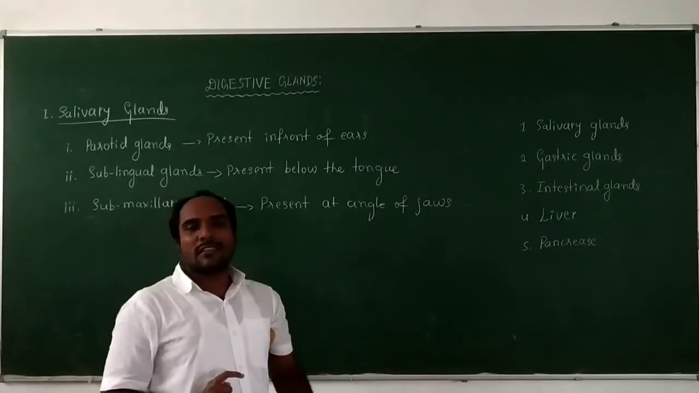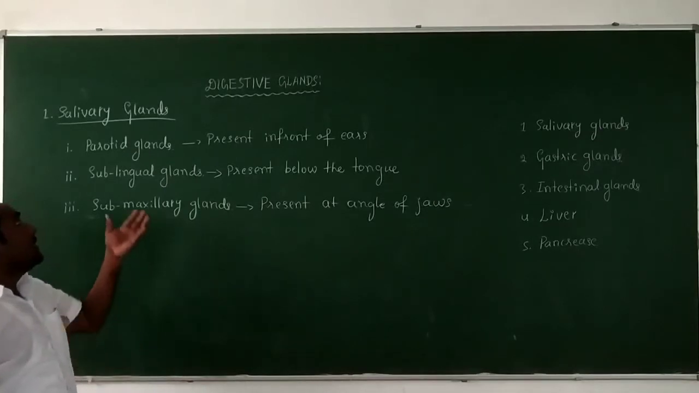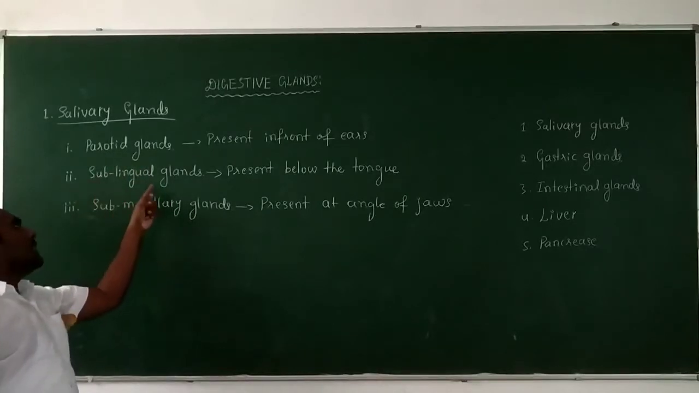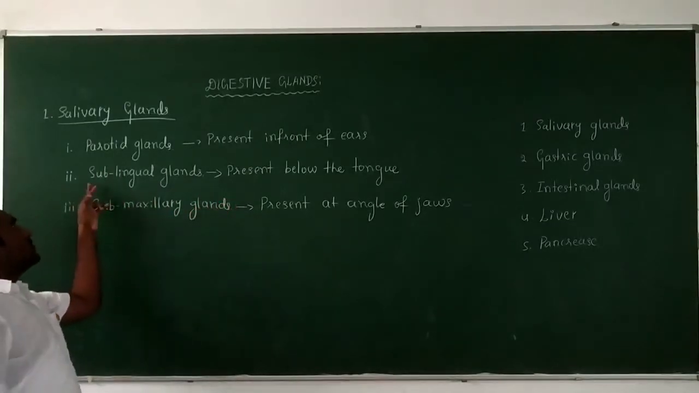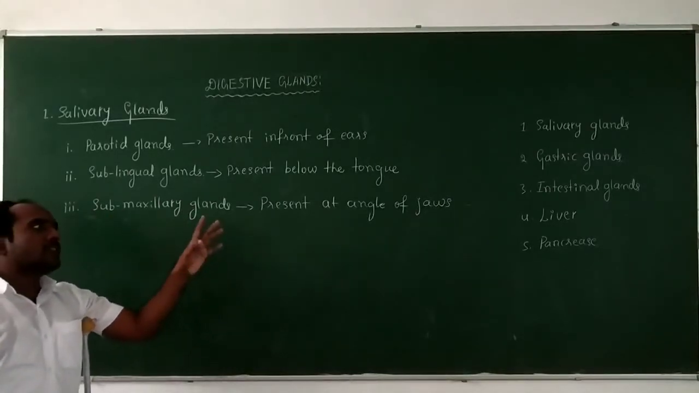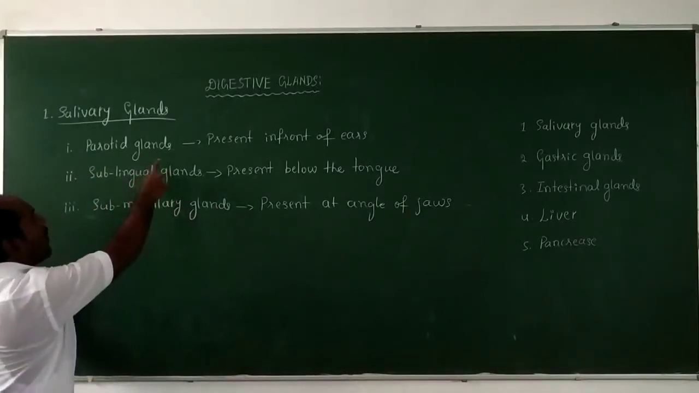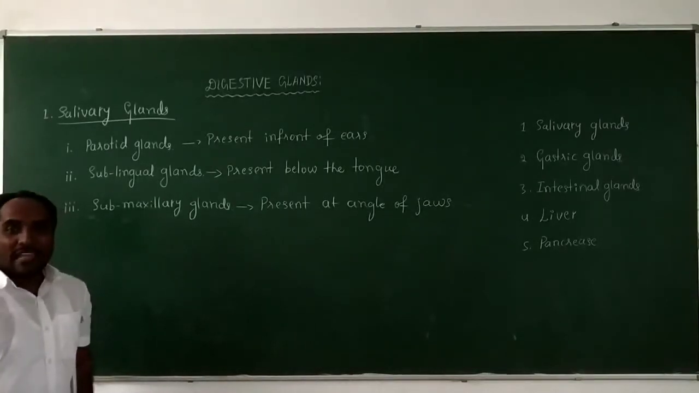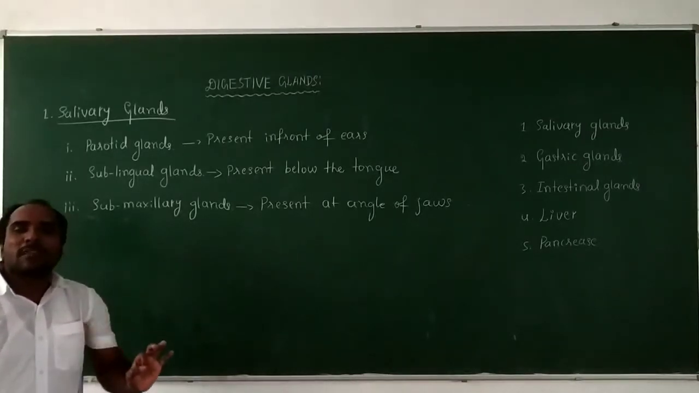That pair of salivary glands is called what? Submaxillary glands. In this way, there are 3 pairs of salivary glands: parotid, sublingual and submaxillary. Parotid glands are present in front of the ears. Sublingual glands are present below the tongue. Submaxillary glands are present at the angle of the jaws. And all these three pairs of glands secrete a juice, and that juice is known as salivary juice, or simply saliva.